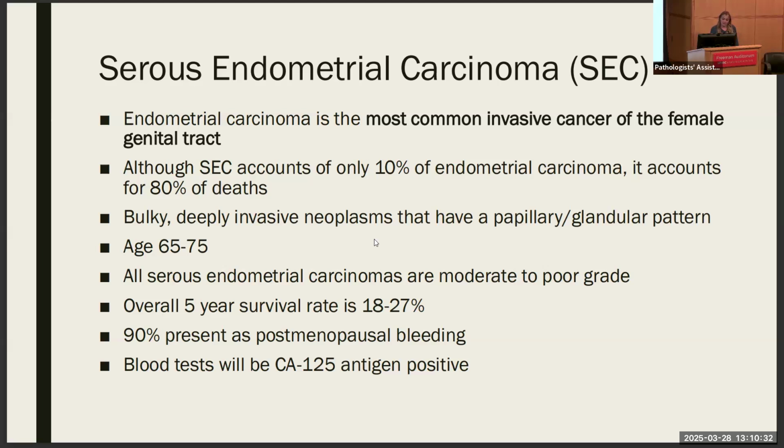90% present with postmenopausal bleeding. And the blood tests will be CA-125 antigen positive, which is also an ovarian cancer marker. And these CA-125 levels can also present in low levels in benign conditions such as endometriosis, menstruation, and leiomyoma development. And finally, endometrial carcinoma is the most invasive cancer of the female genital tract.